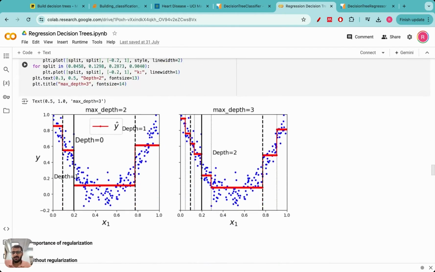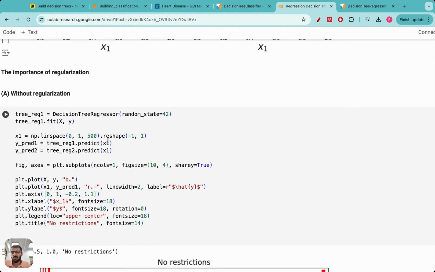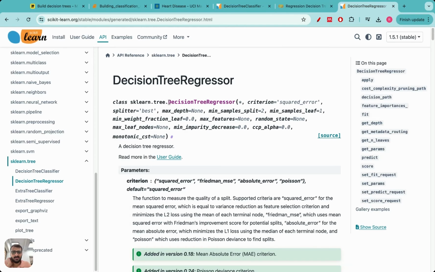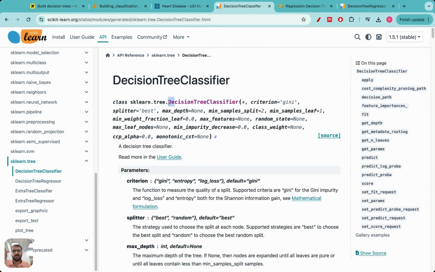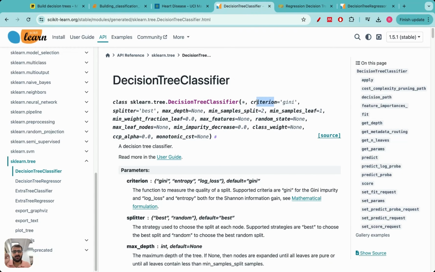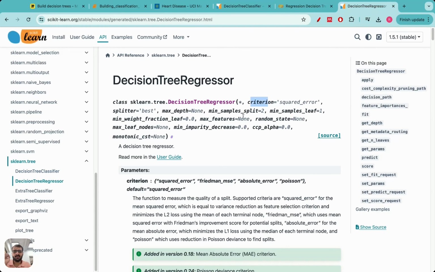And similar to classification trees, for regression, scikit-learn has this method called DecisionTreeRegressor. For classification, it was DecisionTreeClassifier. For regressor, it's a bit different, but the arguments are the same if you watch closely. There is also the criterion here, which was there for classification trees. Then there is the minimum leaf samples, maximum depth, etc.